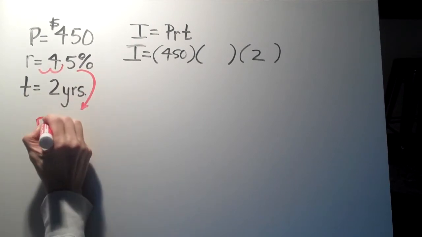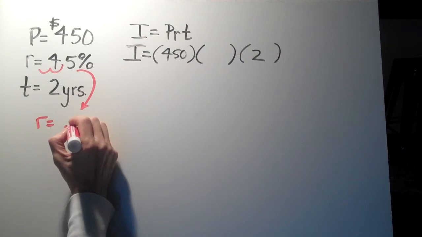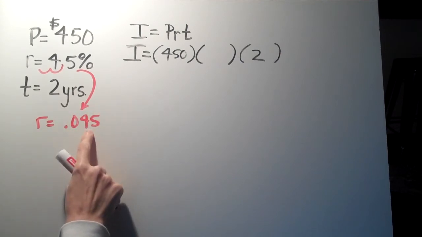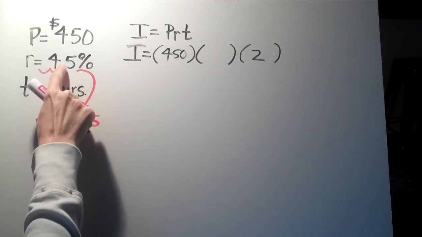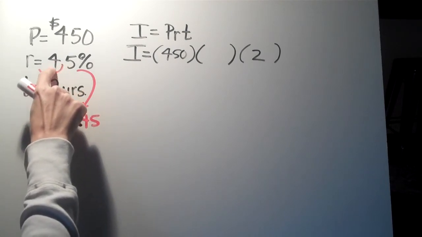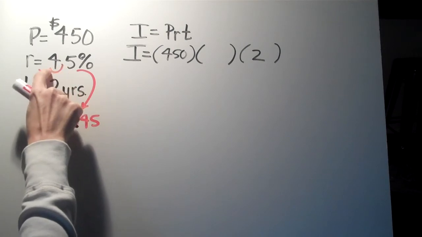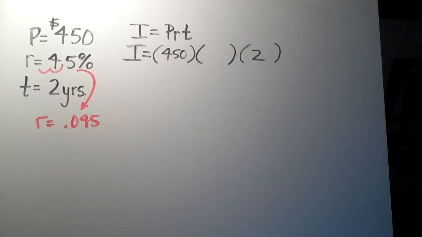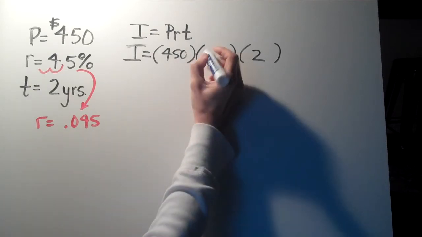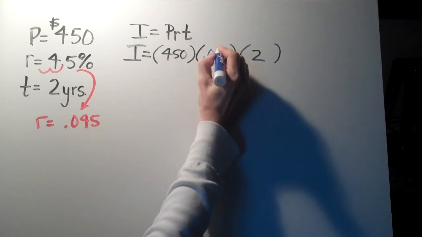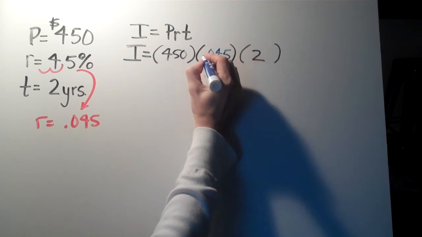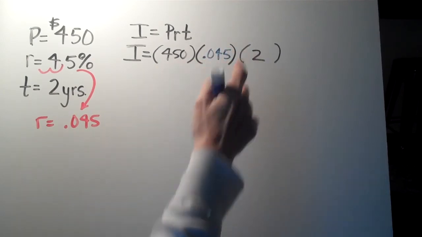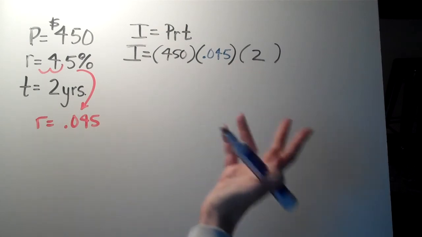So the rate is going to become 0.045 because we have to change that to a decimal, right? So we just took the decimal place and moved it 2 places to the left, 0.045. Okay, so now we're ready to plug that number in. So it becomes 450 times 0.045 times 2. And once we multiply this all out, we have our interest.